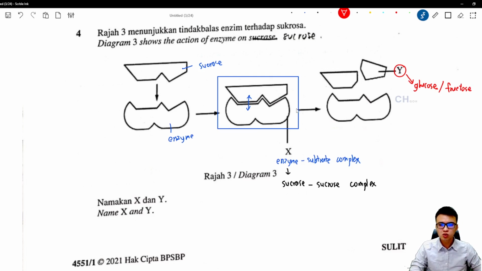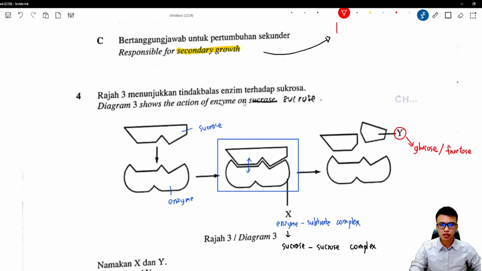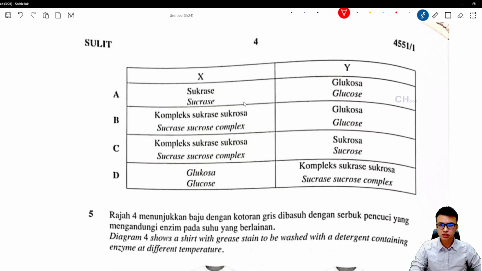Okay, so let's look at the options here first. We have X as sucrase. X is not sucrase, X is the complex. Well, B and C are correct. Sucrase, sucrose, complex. So we look at the Y. Y, as we mentioned just now, is either glucose or fructose. So sucrose is definitely out, and the last answer should be glucose. The answer is B for question 4.